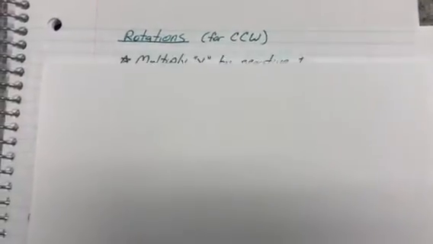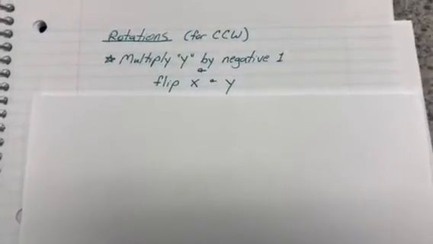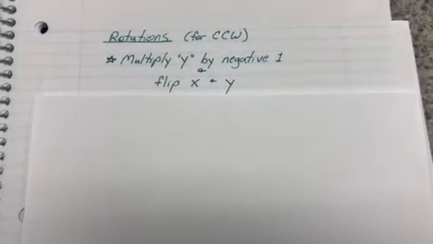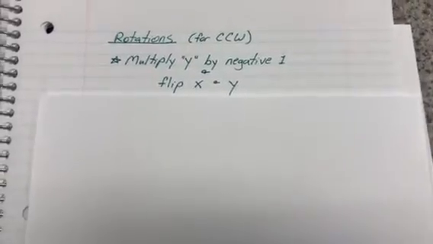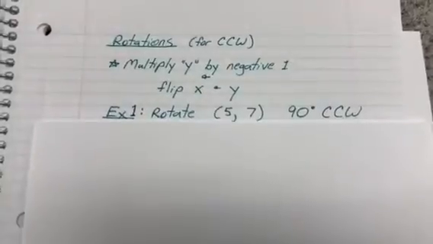The way that I've learned to do it is a little memorization trick, but you just have to memorize one thing, and it's this. You can write this down if you want. If you can remember to multiply y by a -1 and flip x and y, then you can do rotations. Let me show you.